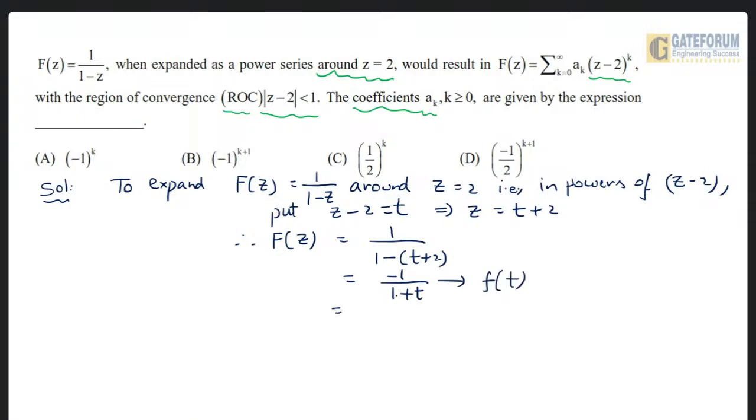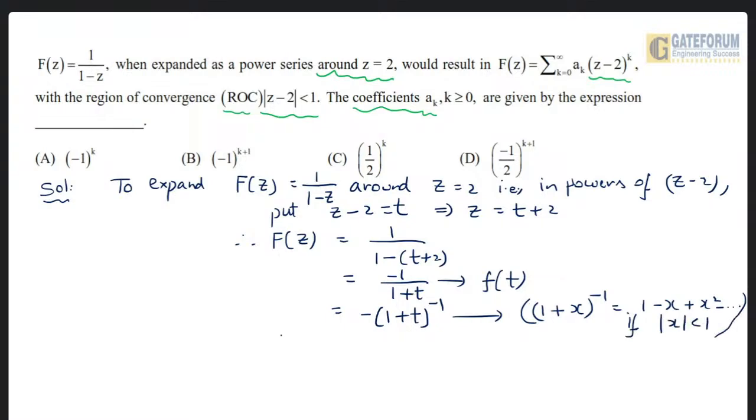Now, shift this denominator to the numerator, it will become minus of 1 plus T whole power minus 1. So, it looks like 1 plus x whole power minus 1 binomial expansion or standard Maclaurin series expansion, 1 minus x plus x square minus etc., where x is real or complex, if mod x is less than 1, this is the condition. Now using that, you will be getting minus of 1 minus t plus t square minus so on. Now this is equal to minus 1 plus t minus t square so on.